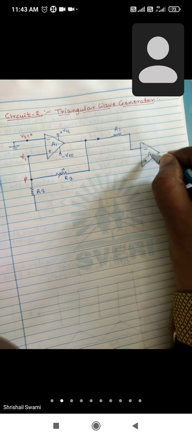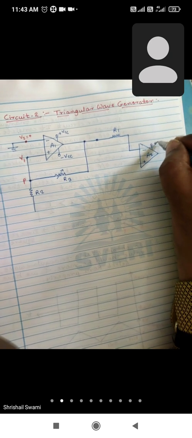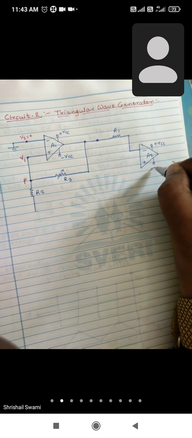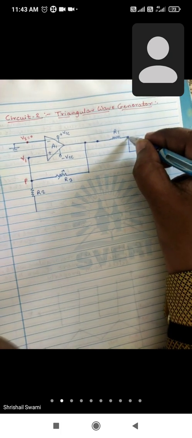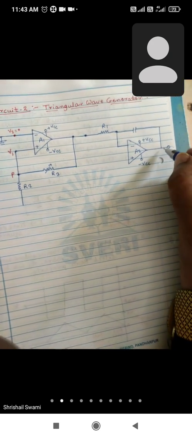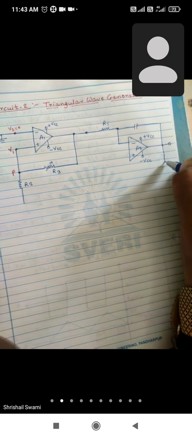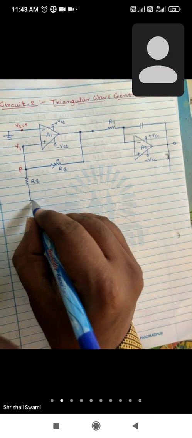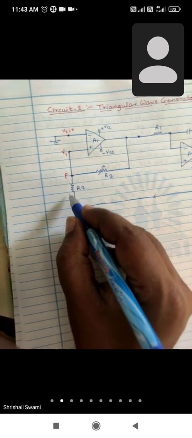So this is the op-amp A2 plus VCC minus VCC. As usual, here the feedback capacitor is there for the integrator. Now the output is connected to the input of the comparator, that is, this output is connected to the positive terminal of the comparator here.